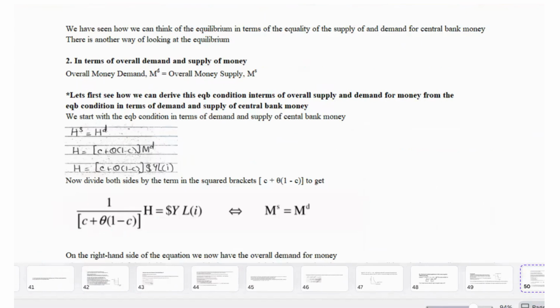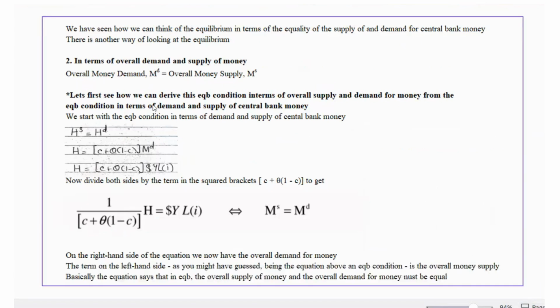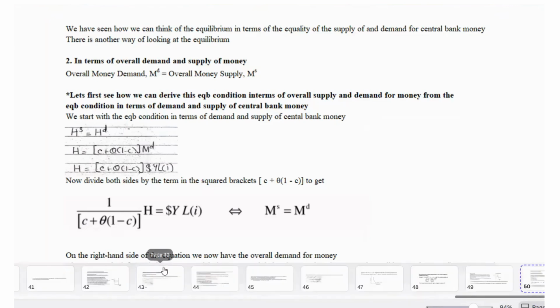Instead of looking at demand and supply for central bank money, another equivalent way to look at the equilibrium in the financial market, in the case where the economy has a banking sector, is in terms of overall demand and supply of money. So financial market equilibrium in this case can also be expressed as overall money demand is equal to overall money supply.